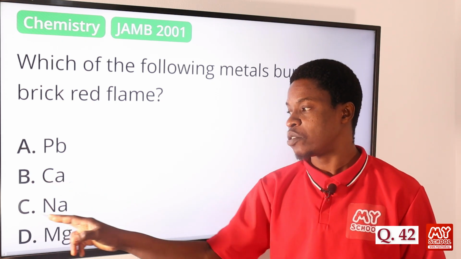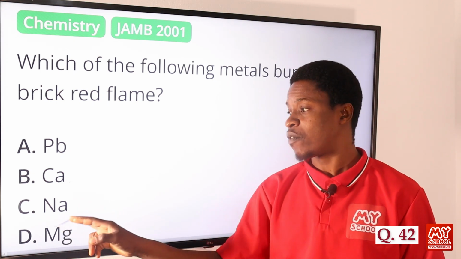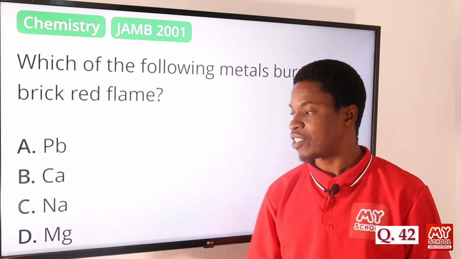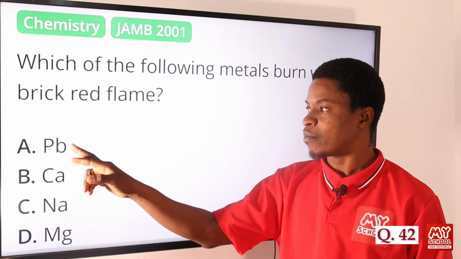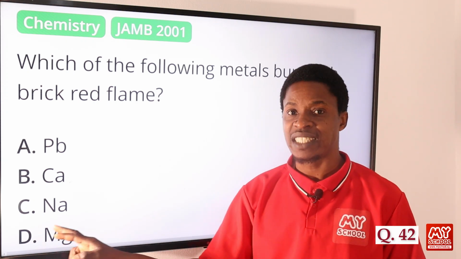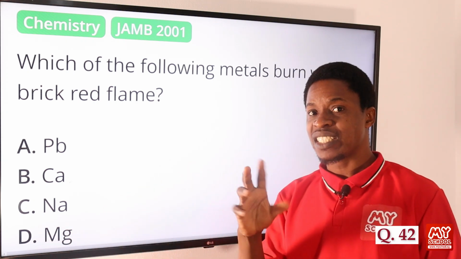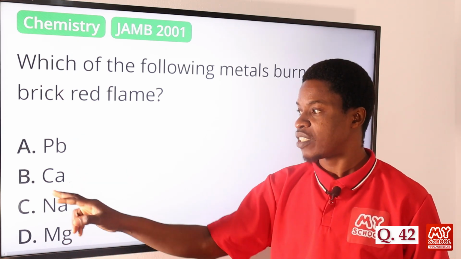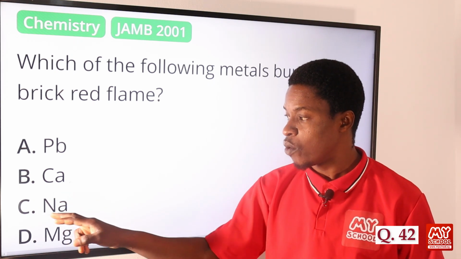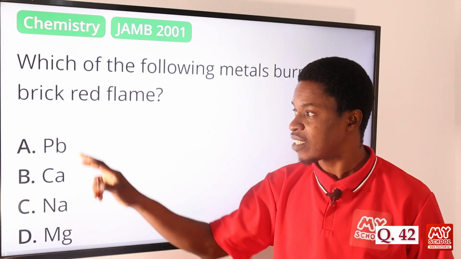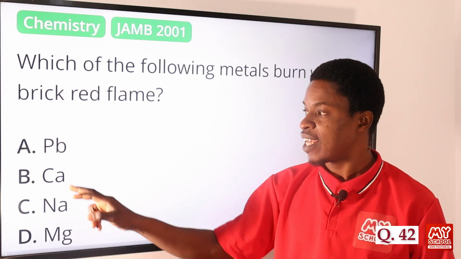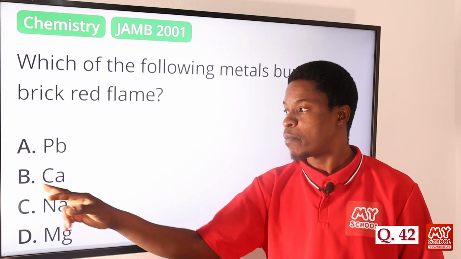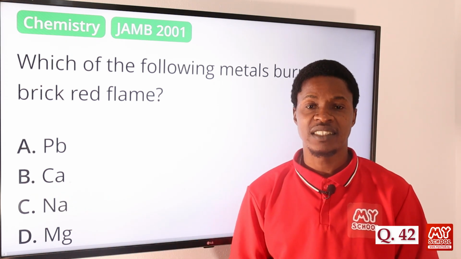For sodium, the flame is usually a golden yellow color. And then option D, magnesium. Magnesium has a white flame also, but it is different from this one. This one's white is a bright, dazzling white flame that we have for magnesium. So option C is golden yellow, options A and this one are grayish white, and this is a bright white. But option B is the one that has the brick red flame. So option B, calcium, is the correct answer.